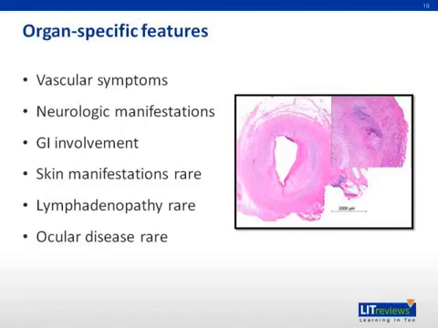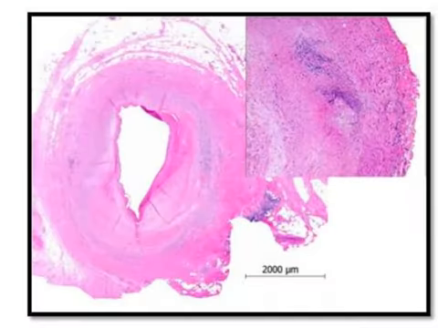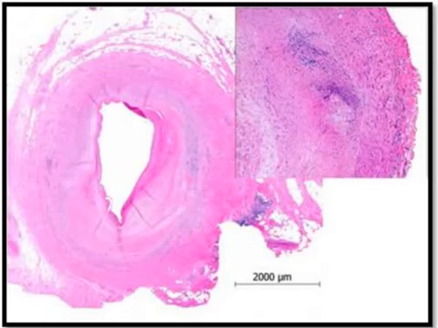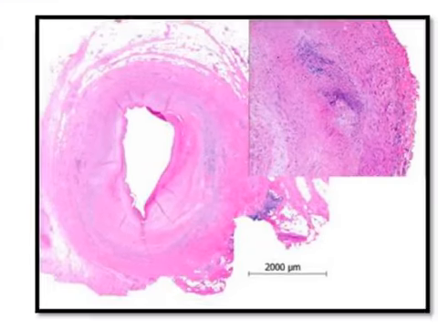Gastrointestinal symptoms include abdominal pain, weight loss, nausea, or vomiting. Skin manifestations, including nodules or rash, and lymphadenopathy are rare. Ocular disease is also uncommon. A woman with long-standing Takayasu Arteritis died of an intraoperative myocardial infarction while undergoing repair of the ascending aorta. This photomicrograph of a cross-section of the right coronary artery shows intimal hyperplasia and a transmural lymphoplasmacytic infiltrate, indicative of coronary arteritis.